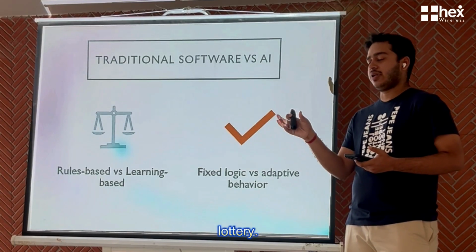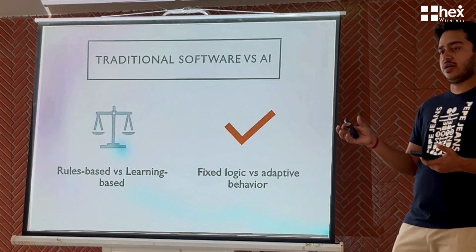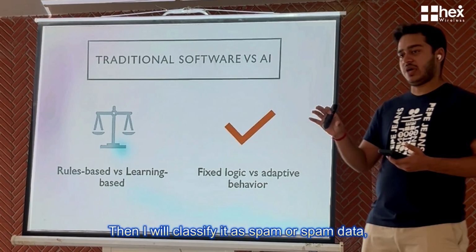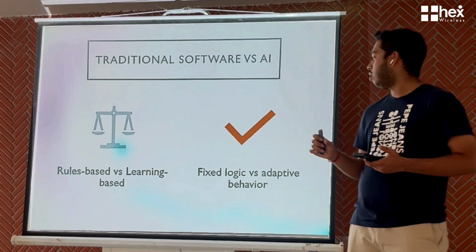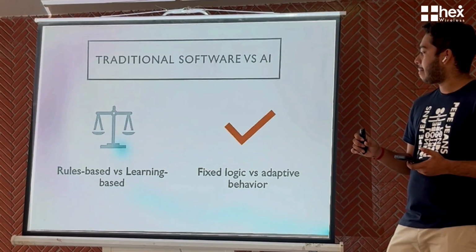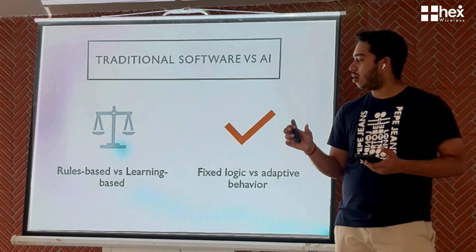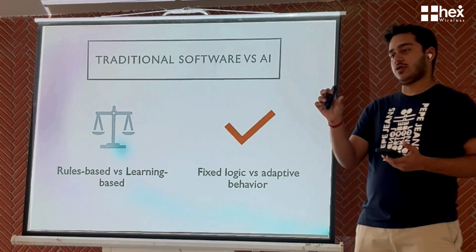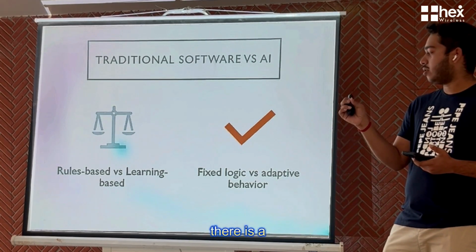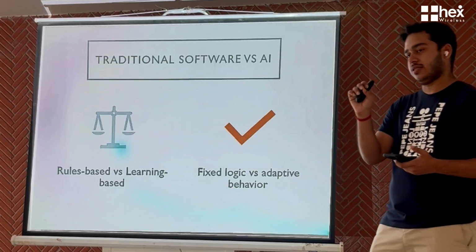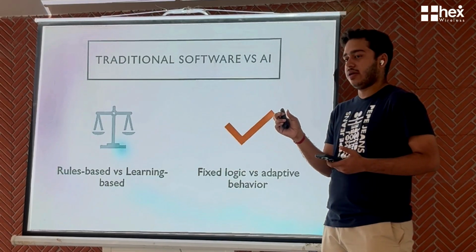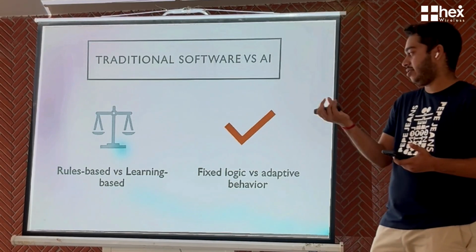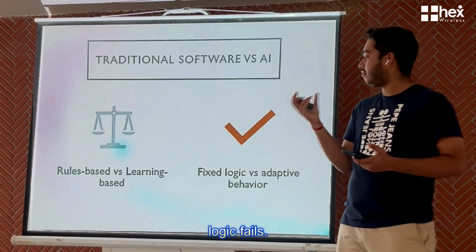If free and lottery come in a message, then I will classify it as spam, and give it the spam label, right? But what happens then is, for example, if in the word free the person writes 3 instead of e, or replaces a character with an at-the-rate symbol, then the logic fails.